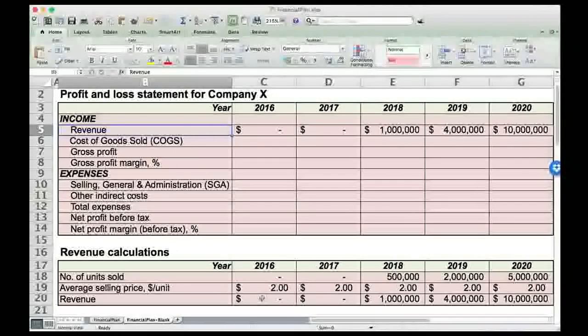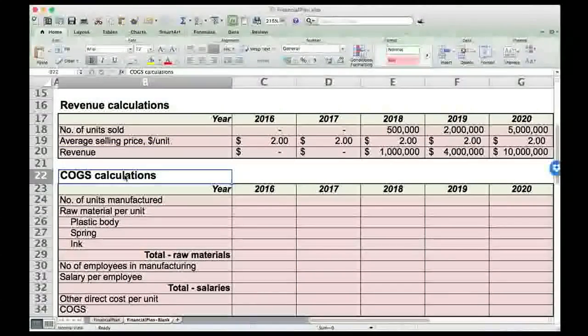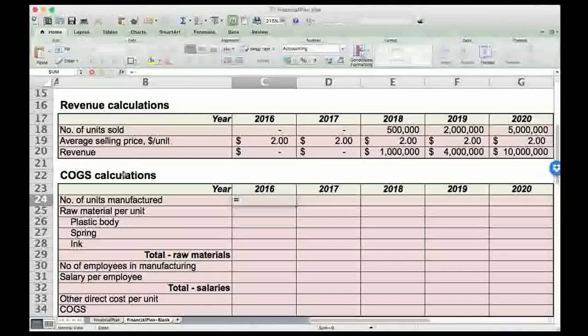The next thing is cost of goods sold. For this I have another table. For COGS, here we have the number of units manufactured, then the raw material price breakdown, the number of employees we would have, salary per employee, and other direct cost per unit, and then the total COGS. So the number of units manufactured is, let's say, equal to the number of units sold, right?